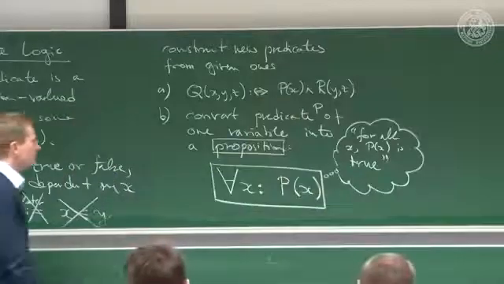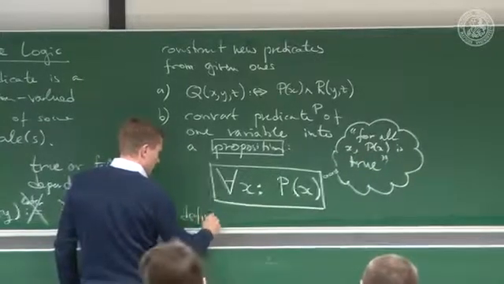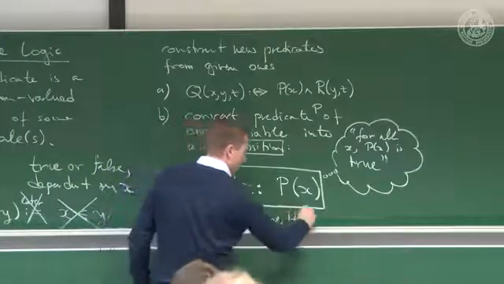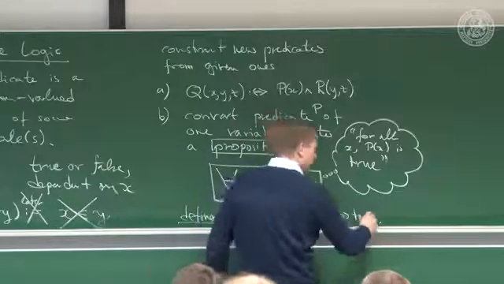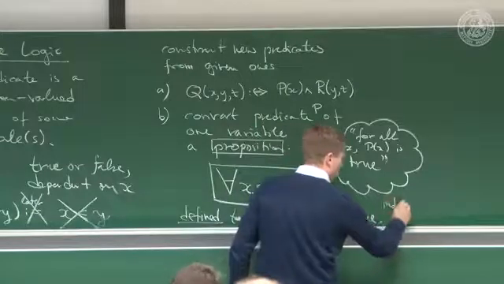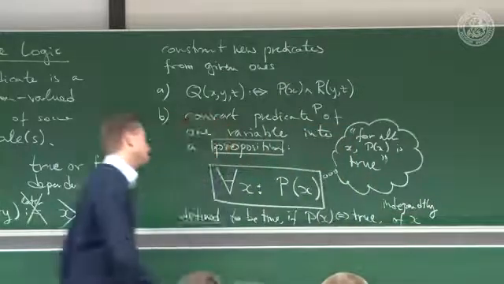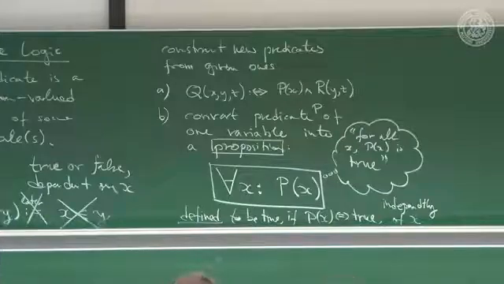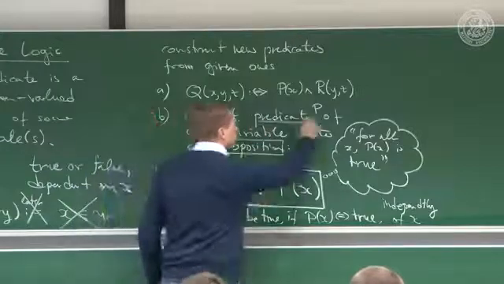But how is it defined? This proposition is defined to be true if P of x is true independently of x. So if the x doesn't matter, you can substitute whatever you like for x, it's true. This is the definition of this proposition, and obviously this proposition has been constructed from this predicate.